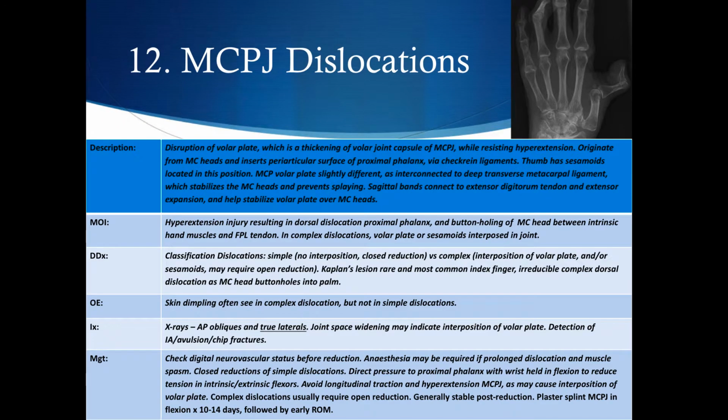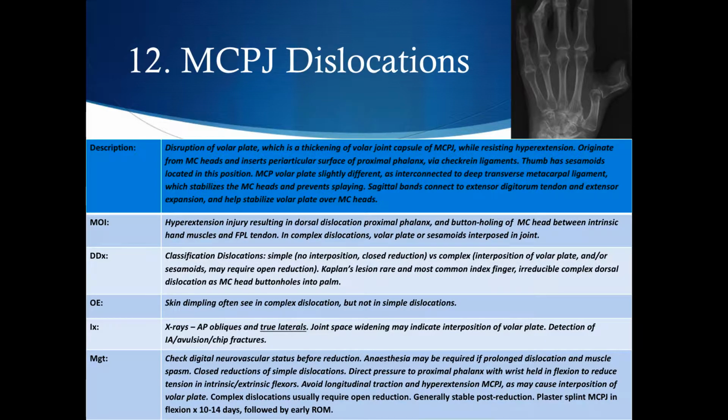MCPJ dislocations are slightly different, as the volar plates are structurally modified. They are attached down to the transverse metacarpal ligament, which stabilizes the metacarpal heads and prevents splaying. They also have connections to the periarticular surface of the proximal phalanx via the check rein ligaments. Sagittal bands also connect to the extensor digitorum tendon and extensor expansion and help stabilize the volar plate over the metacarpal heads.